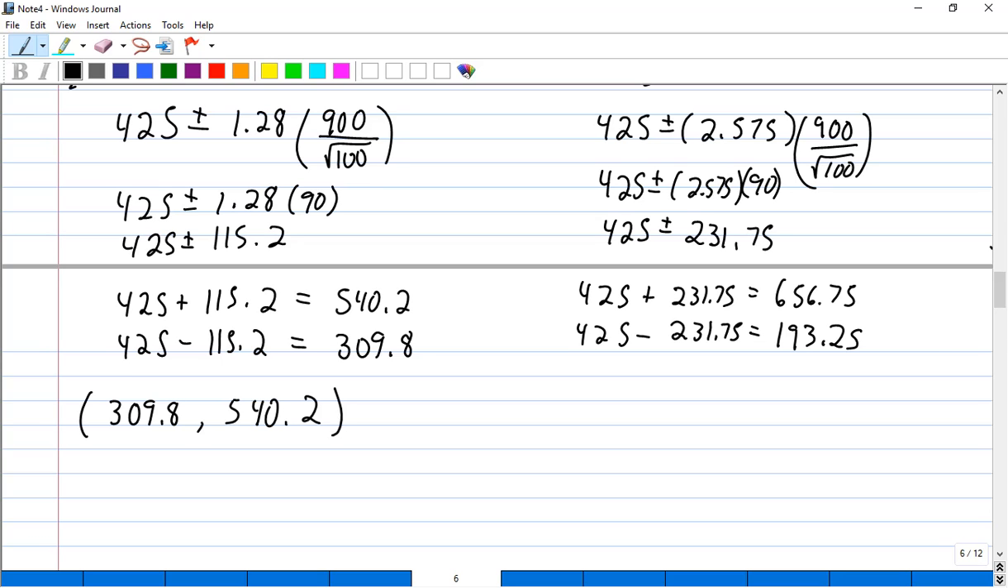All right, so one way I could write that answer, if I wrote it in interval notation, I always write the smaller one first. So that would be 193.25 to 656.75.